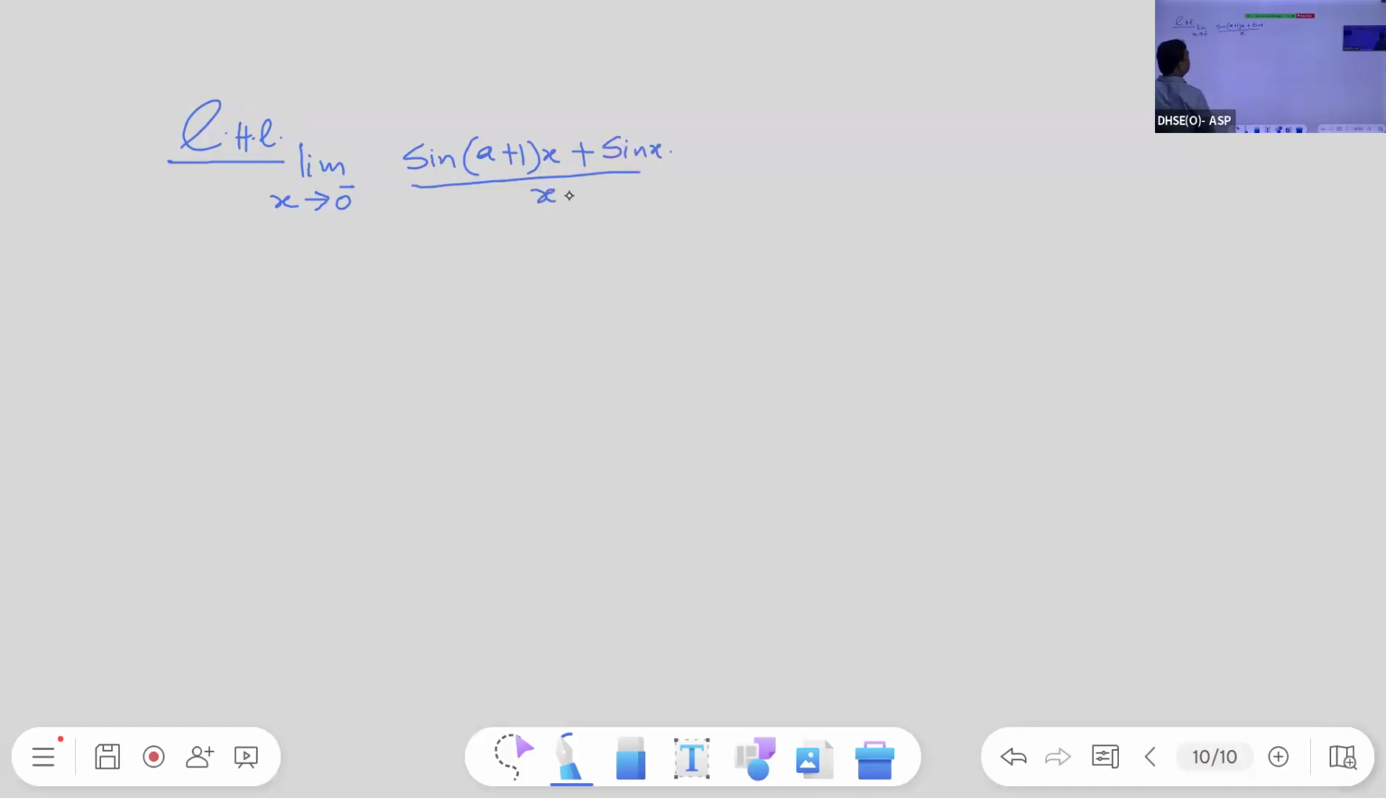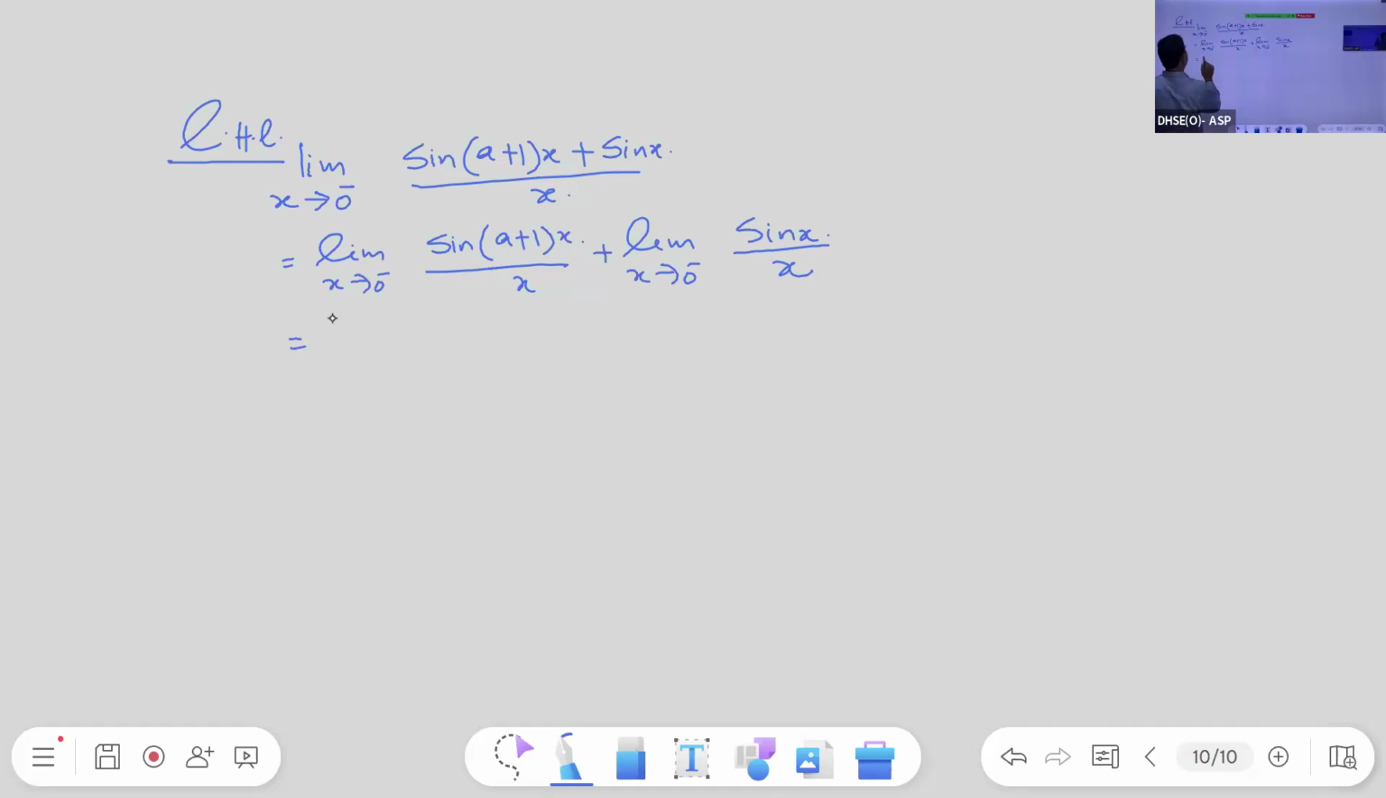Now separate this limit into the sum of two limits. This is equal to limit x tending to 0 minus sine of (a plus 1)x upon x, plus limit x tending to 0 minus sine x upon x. The sine function is continuous, so hence 0 minus or 0 plus won't affect the question. Directly you can calculate the limit. All of you know this standard formula: limit x tending to 0 of sine x upon x is 1.